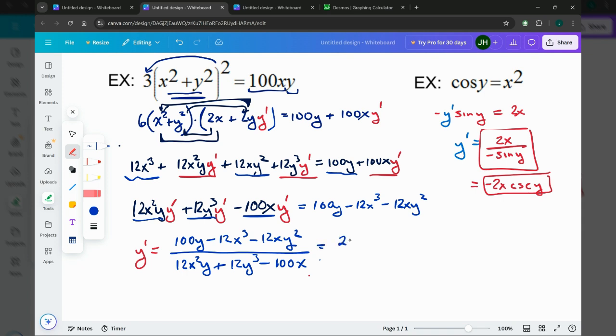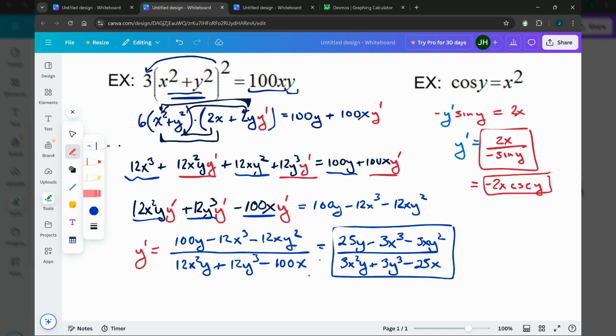I would divide by 4 on every single term. And not all of those are divisible by x. Not all of those are divisible by y, but all of those are divisible by 4. This is literally the derivative of this expression. And again, if you wanted the slope of the tangent line, you'd have to use x's and y's.